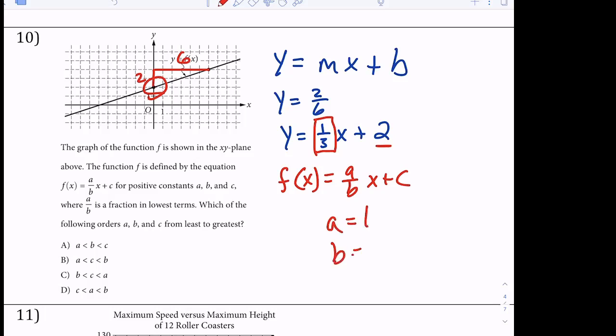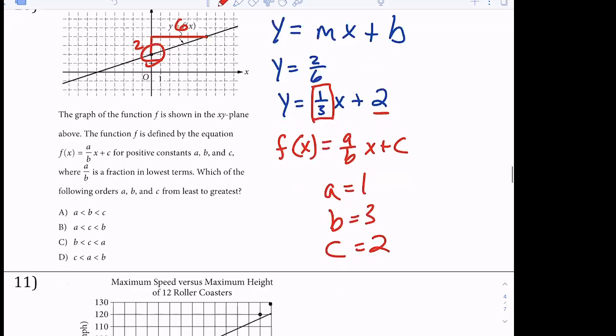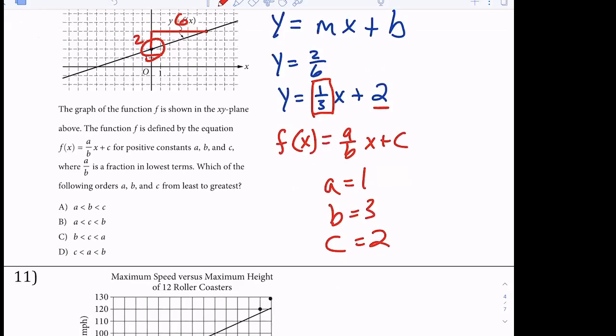1, what is B? 3, what is C? There you have it. That is not a difficult task. So which one is the greatest out of A, B, or C? Which one is the greatest? A, B, or C? B is the greatest. So that crosses out A and C.